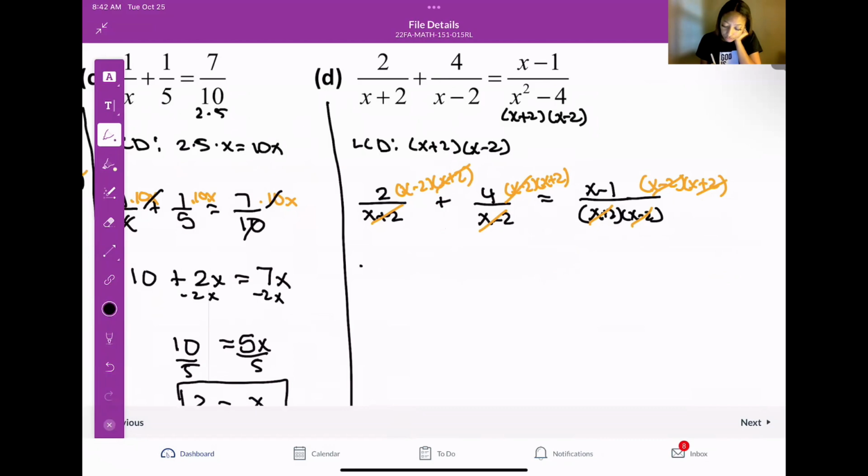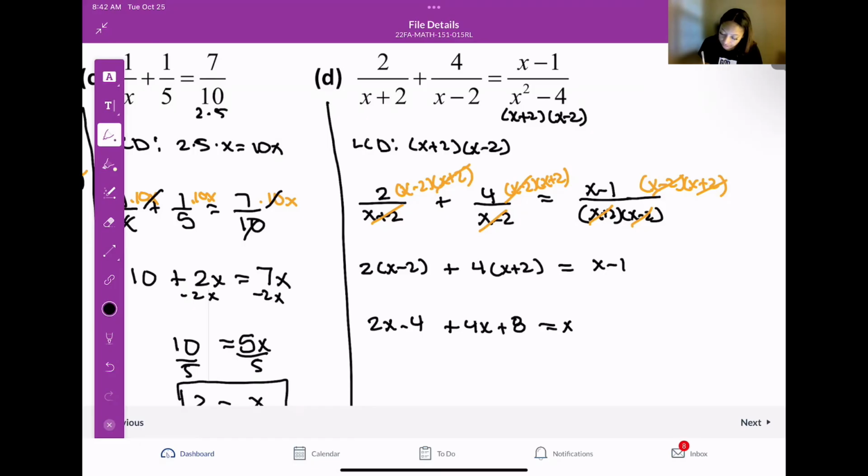So very carefully look at what you're left with, because you're going to have to do a little multiplying here. From the first expression, we're left with 2 times x minus 2. And then plus, from the second expression, 4 times x plus 2. And then that's going to equal x minus 1. So again, if you multiply by the LCD, all of the denominators go away, left with a linear equation here. This would be 2x minus 4 plus 4x plus 8 equals x minus 1. So 6x plus 4 equals x minus 1.